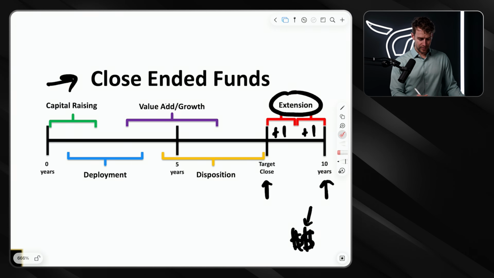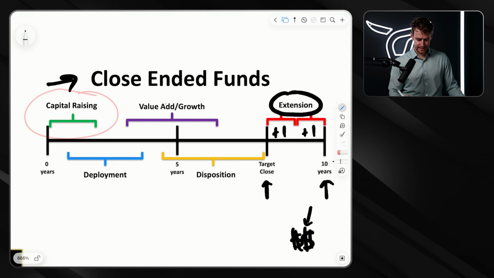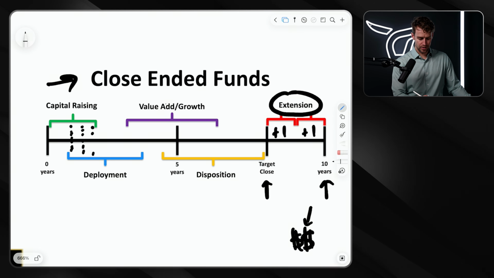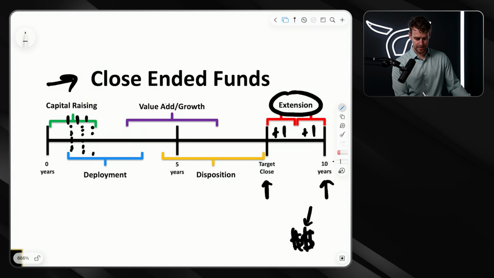At the beginning, they are raising capital. They're bringing capital into the fund. Now, if you notice, capital raising also overlays deployment. They're going to hold closings, like a first closing, a second closing, a third closing, maybe a final closing.